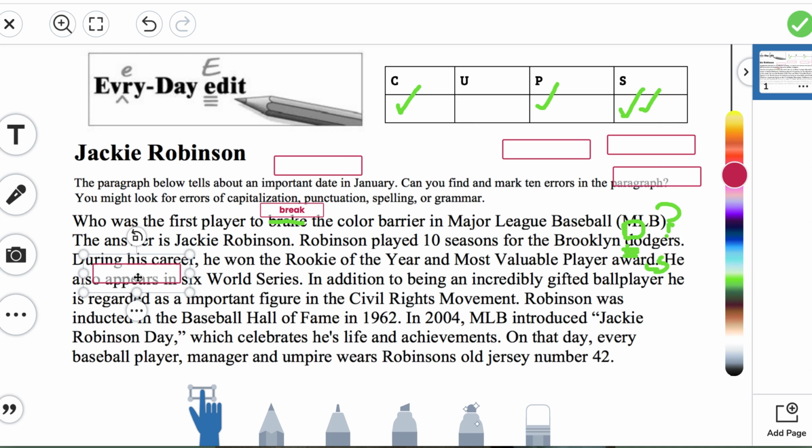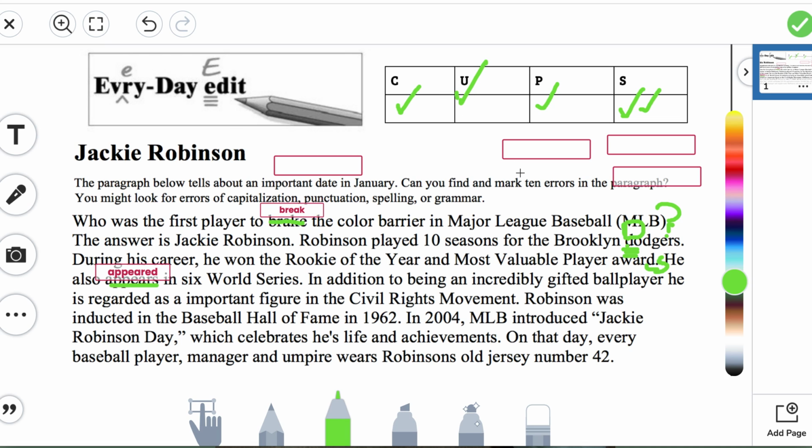So move your text box and type A-P-P-E-A-R-E-D, appeared, above it. Then get your pencil, cross it out. He also appeared, not appears. And that is dealing with usage. The verb was not used correctly.